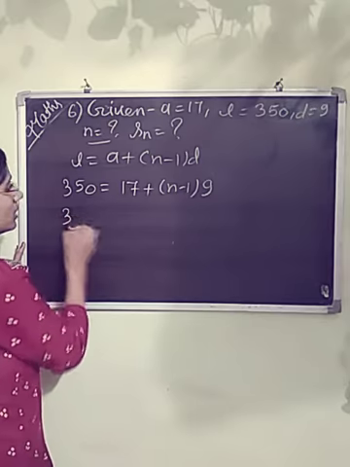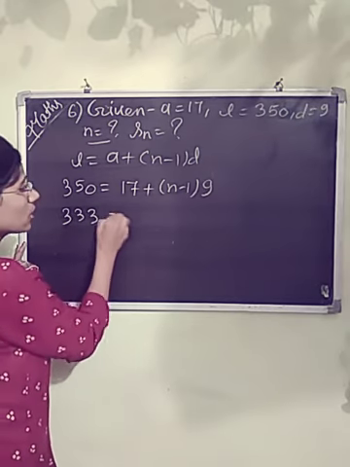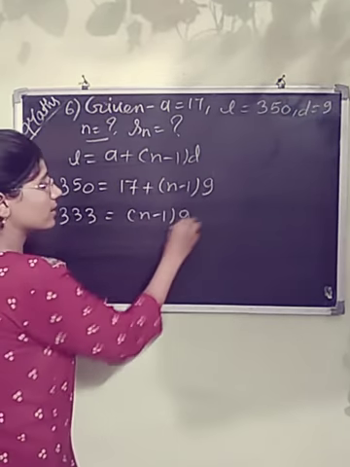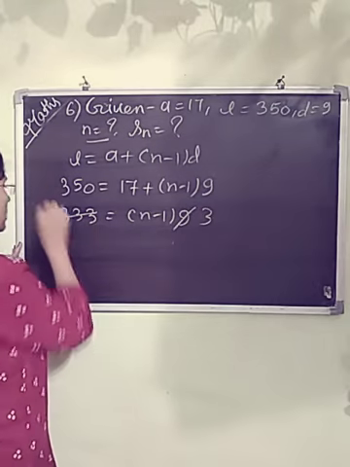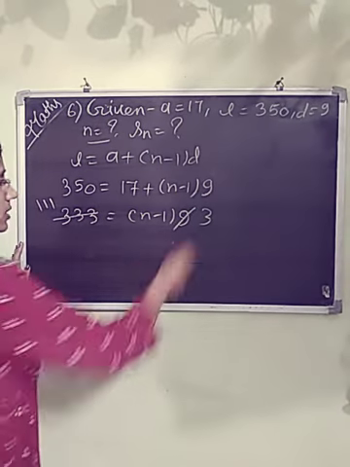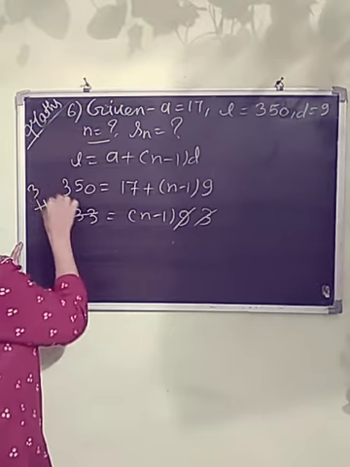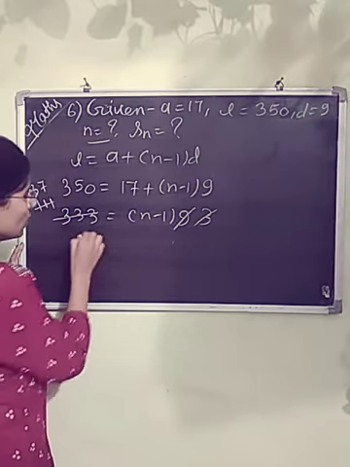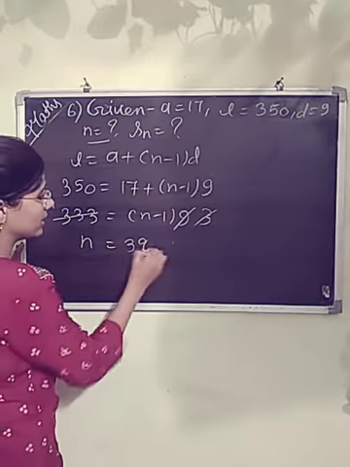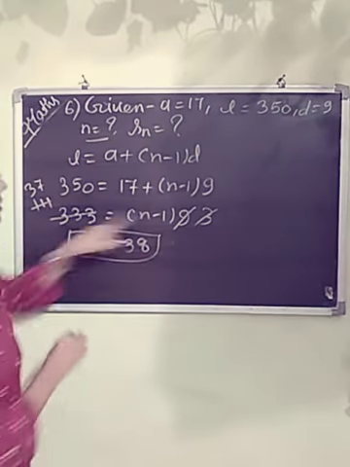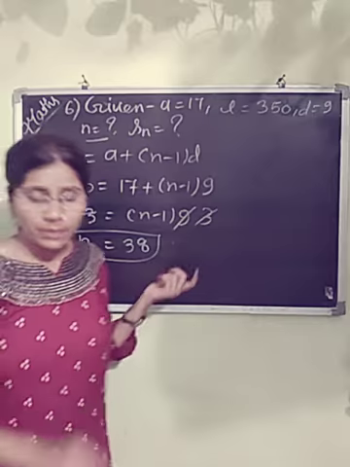Transpose this, it will be 3 × 33 equals N minus 1 and 9. Cancel with 3, 11 × 1 times it will be cancelled. Again cancel it, 3 and then 7. So N equals to, we will have 38. Okay, transpose the 1, it will become plus.